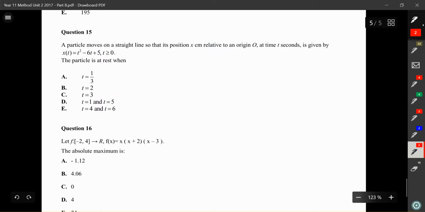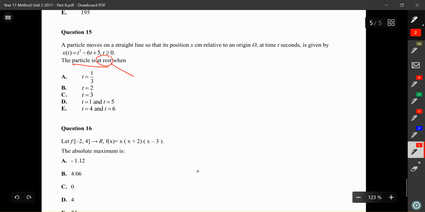Essentially, what they're trying to say is the particle is at rest. At rest means when it's not moving anymore. So when you draw the graph, the only time you're at rest is if you stop. So gradient of 0, and then you continue again. So they're really just saying find when the gradient is 0. And so you're just meant to find the derivative, let it equal 0, solve for t. That is essentially what you've got to do.